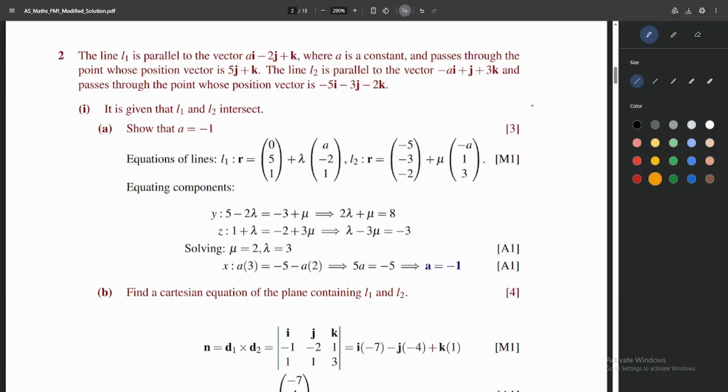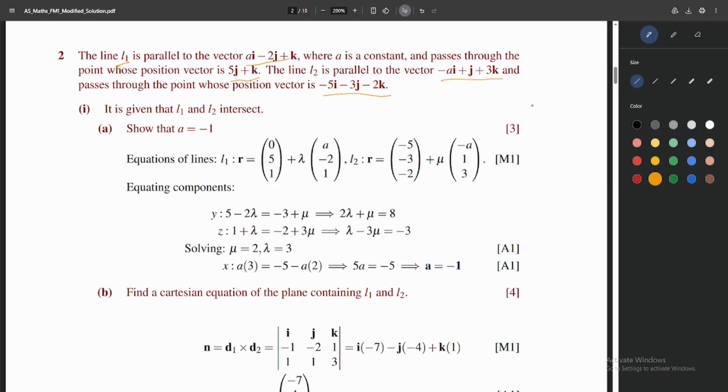In this question, we have two lines, L1, which is parallel to this vector, where a is a constant, and it passes through this point. So basically, this is the direction vector, and this is one of the points. And L2, another line, is parallel to, again, the same kind of thing. So this is the direction vector, and this is one of the points.